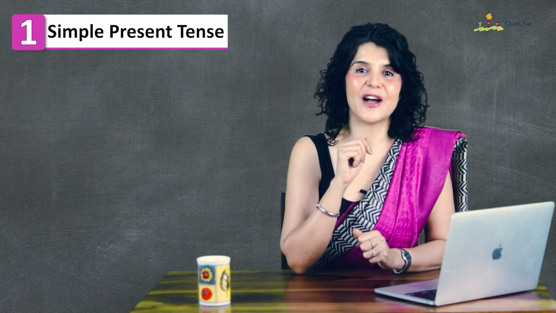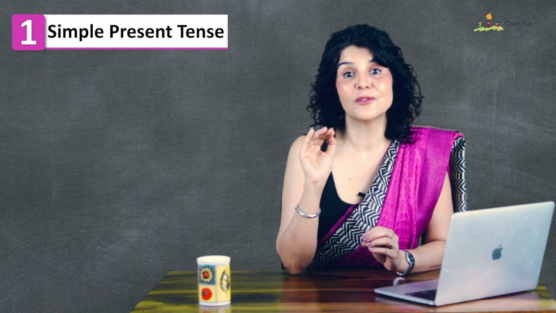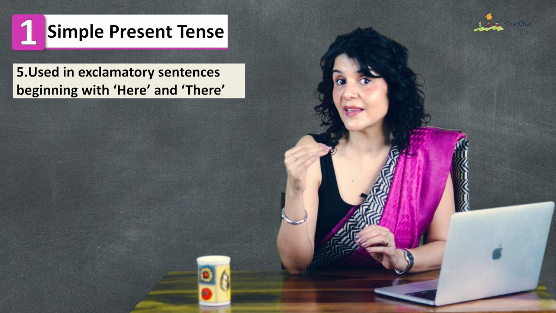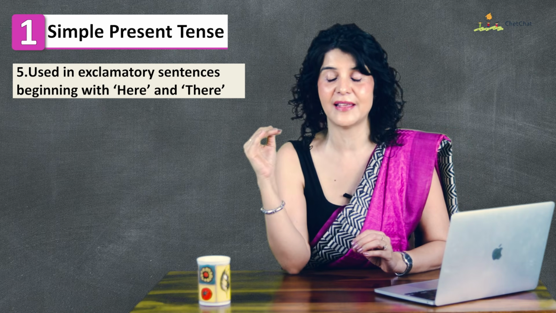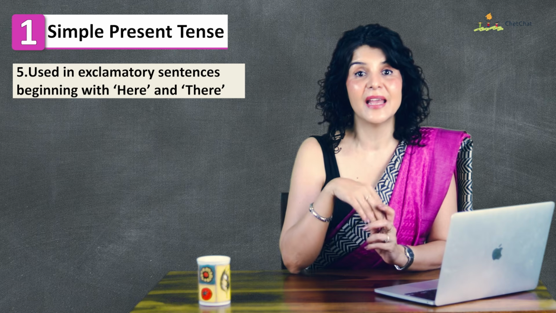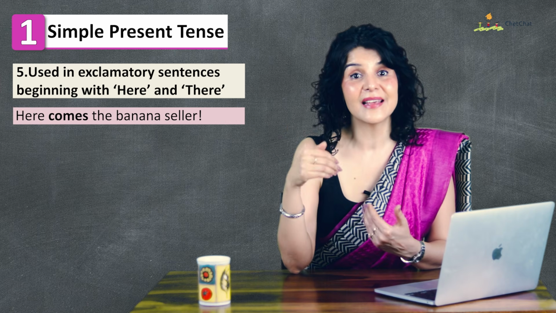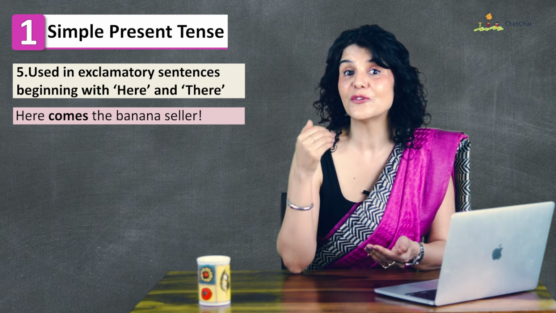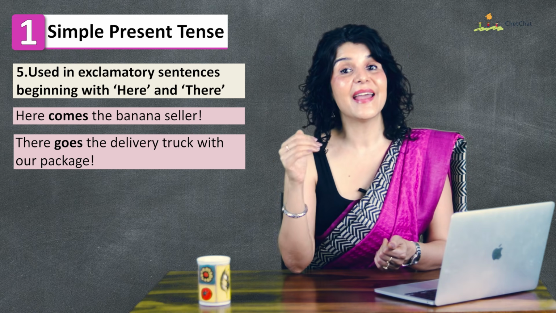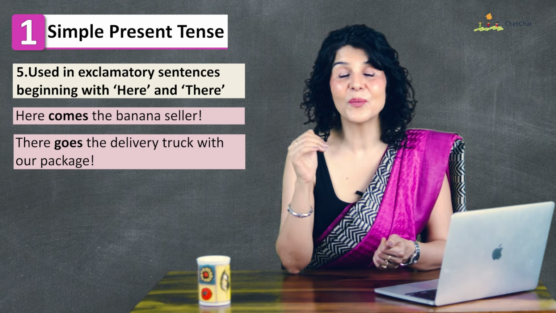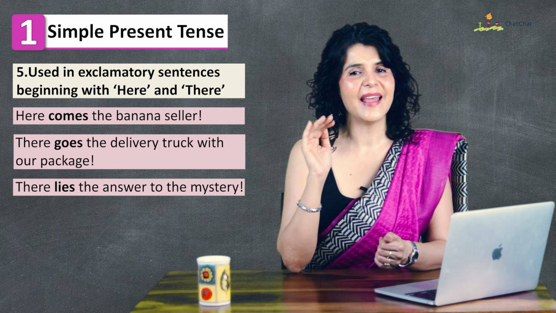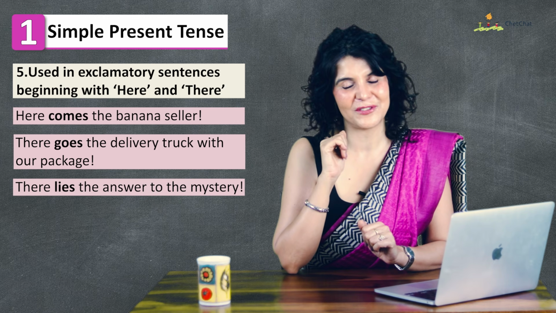Let's look at use number 5. Simple present tense is also used in exclamatory sentences beginning with here and there. Let's take some examples. Here comes the banana seller. Exclamatory sentence talking about what is going on right now. There goes the delivery truck with our package. There lies the answer to the mystery.